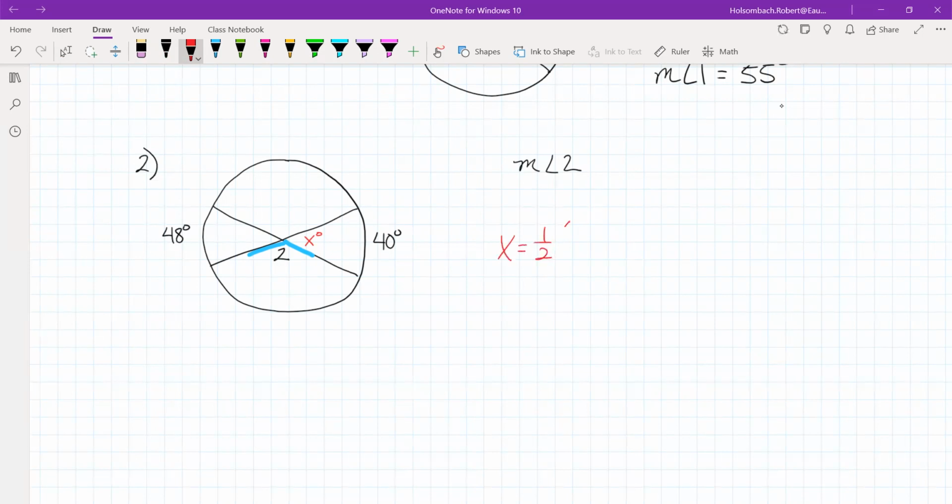X equals 1/2 of the sum of 40 plus 48. So 1/2 of 40 plus 48, that's 88 divided by 2 is 44 degrees. So this x is equal to 44 degrees. Well, we said yesterday that that angle and angle 2 are a linear pair. They share a vertex, they share a side, and they form a line. So the measure of angle 2 is equal to 180 minus 44, 136 degrees.